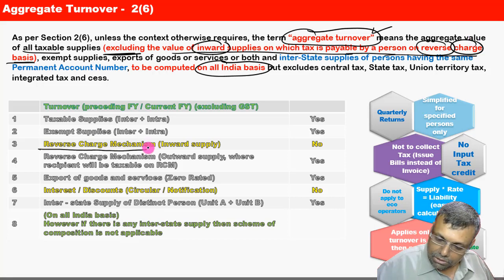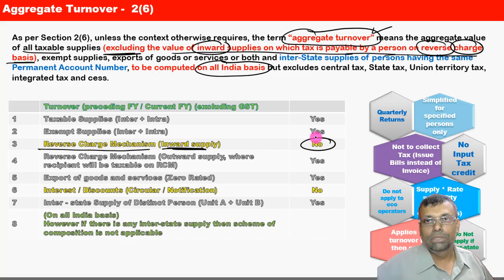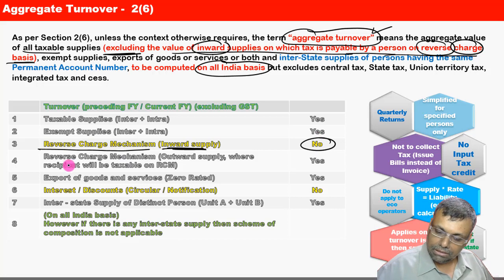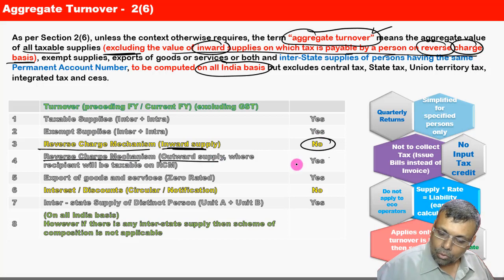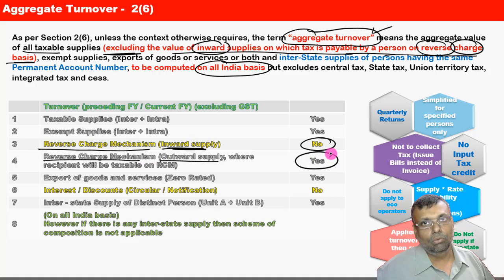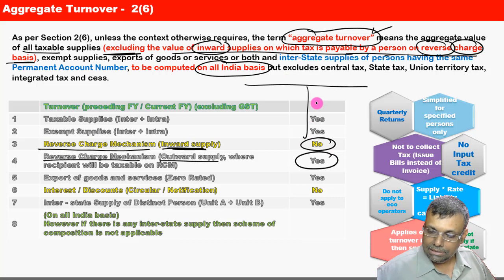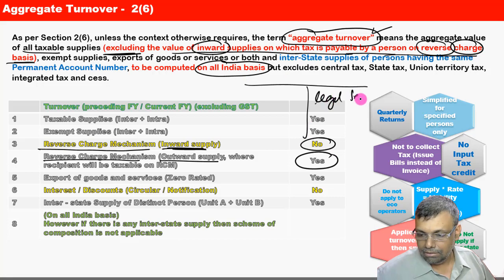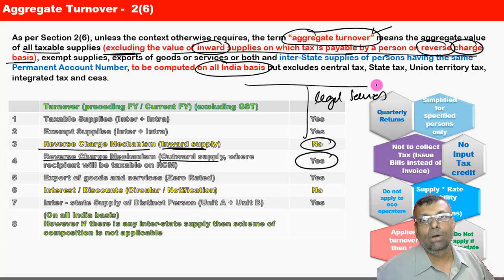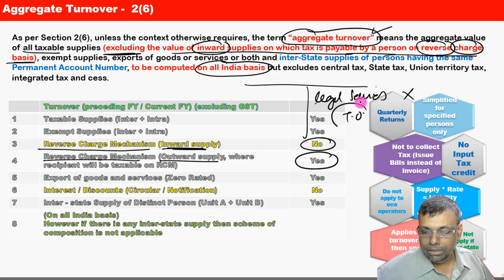Now, this reverse charge mechanism on inward supply is not included for the turnover calculation, which I already highlighted. However, if it is a reverse charge mechanism on the outward supply, then it is covered by the turnover calculation. For example, take legal services. If legal services are provided on an outward supply basis, for example you are a legal firm providing legal services, that is your outward supply, so for that purpose the turnover will be included in the meaning of turnover.